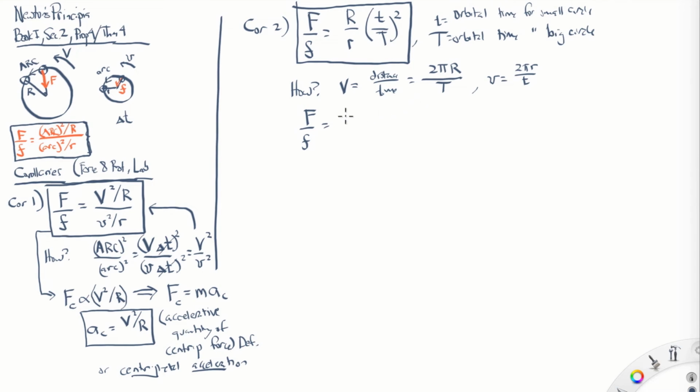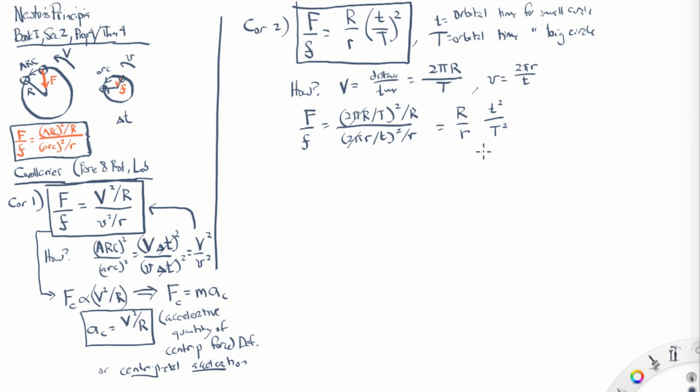Equals 2 pi capital R over capital T squared over R in the numerator, and in the denominator 2 pi times little r over little t squared over little r. You'll see that the 2 pi's cancel out. You'll have an R squared in the numerator and an R in the denominator, so some of those cancel out. You end up getting R over r, and you have a 1 over capital T squared in the numerator, which makes little t squared in the numerator and capital T squared in the denominator. So there we have it.